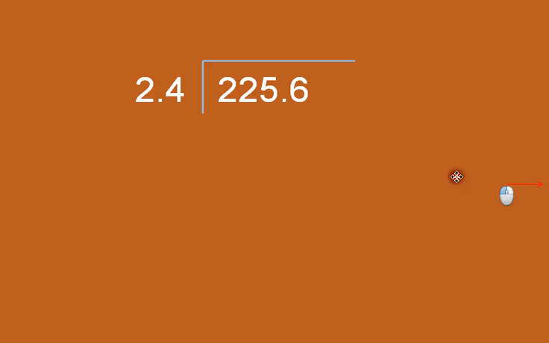So the first thing, we look at the number outside our house, and I need to move that decimal over. So I'm going to get rid of it right here. I'm going to move it to the end. Boom. Okay. And I moved that decimal one place. So I go inside the house, and I have to move that decimal one place too.